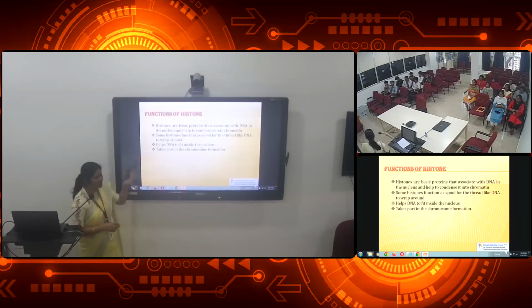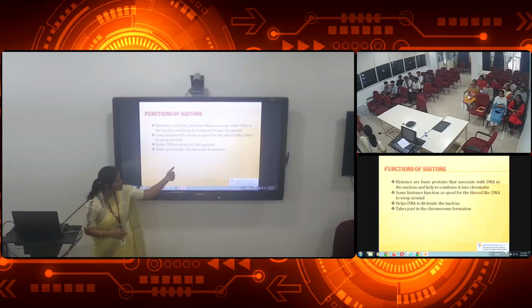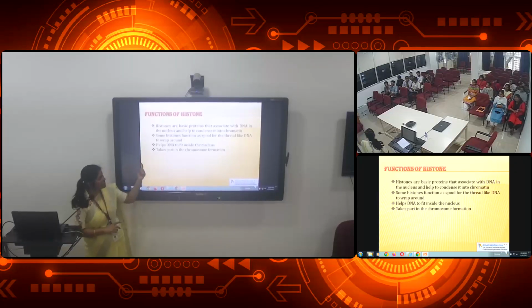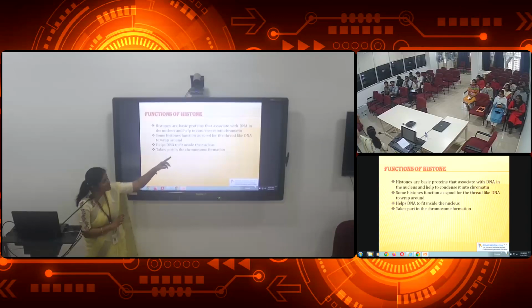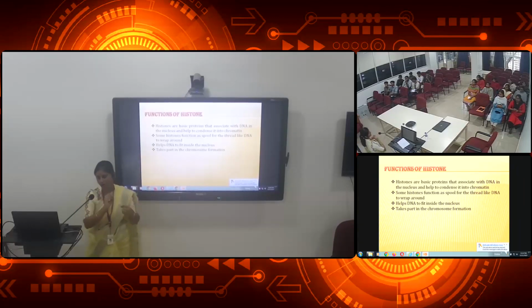Okay, so these are the main functions of the histone protein. One, it takes part in chromosome formation and helps the DNA to fit inside the nucleus. Some of the histone proteins function as a pool for the thread-like DNA to wrap around. And the main function is that histone proteins are the basic proteins that associate with DNA in the nucleus and help to condense it into chromatin. Okay.